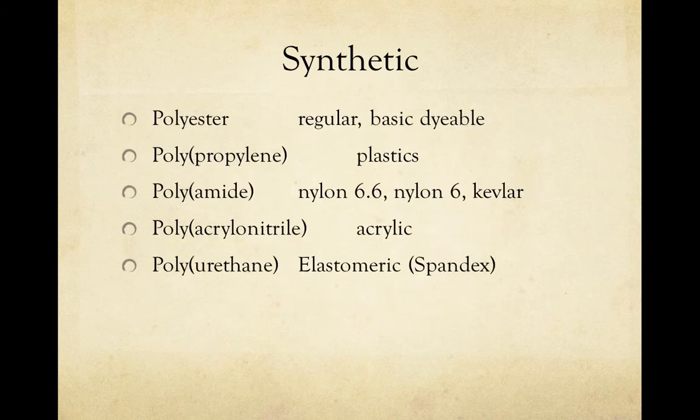Here are some different types of polymer fibers, some of which I am sure you've heard of. We have polyester. Everyone's heard of polyester. You're probably wearing it on your body in some form or fashion right now. You have polypropylene, which is common in your plastics. Polyamide, which is in nylon and Kevlar. Polyacrylonitrile, which is in acrylics, and then polyurethane, which is common in spandex. So these are your most common polymer fibers in your synthetic category.